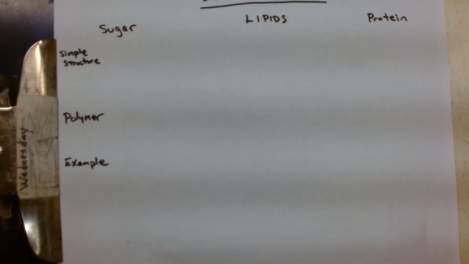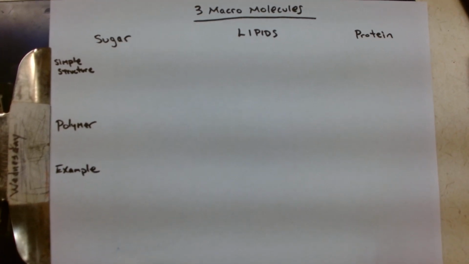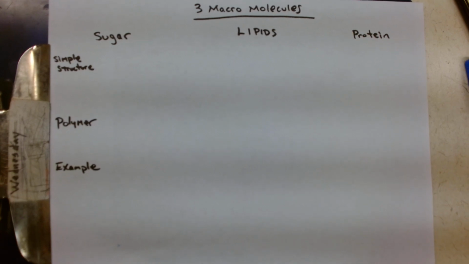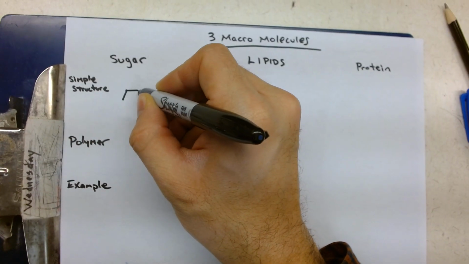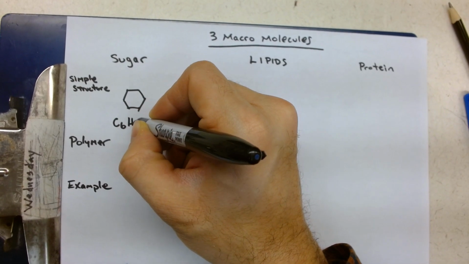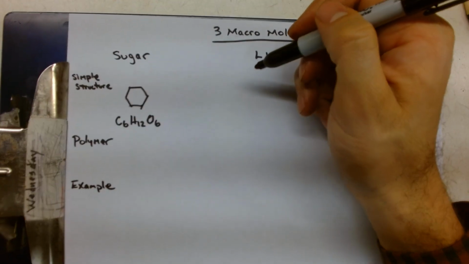Hi class, this is a review of the three macromolecules that are a big part of human diet and their structures and examples. So we're going to start with simple sugars, and the fundamental formula that you need to remember would be C6H12O6. Glucose is the blood sugar.